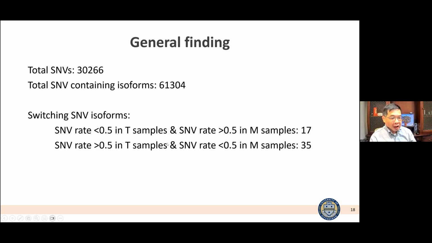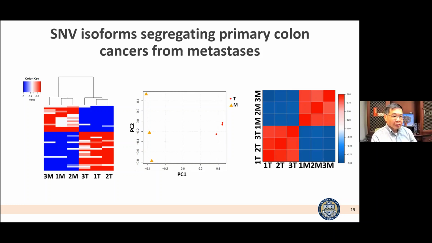And for those more expressed in the primary sample, but less expressed in the metastatic sample, that's 35. So based on this, about 52 isoforms, we could do a cluster analysis. Basically it's completely segregated, and you can see that all the metastatic samples are at one pole, and the tumor samples are at the other end. There's no need to even pay attention to whether there's a line to draw. They're basically poles apart, in different worlds.